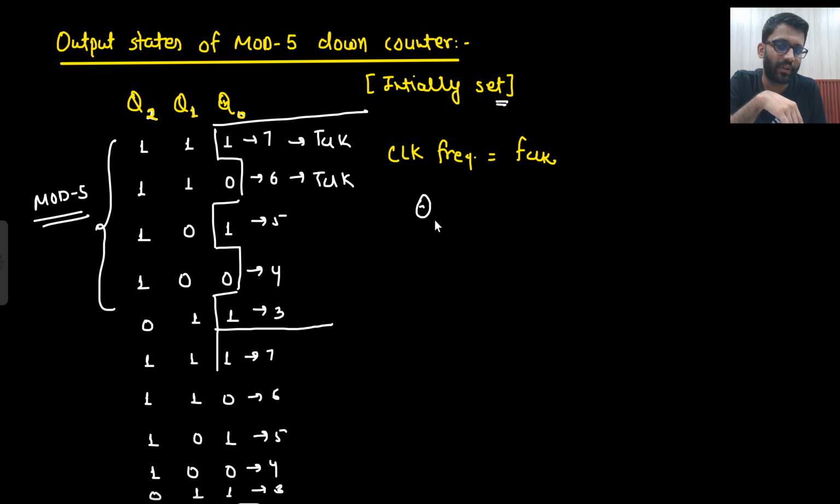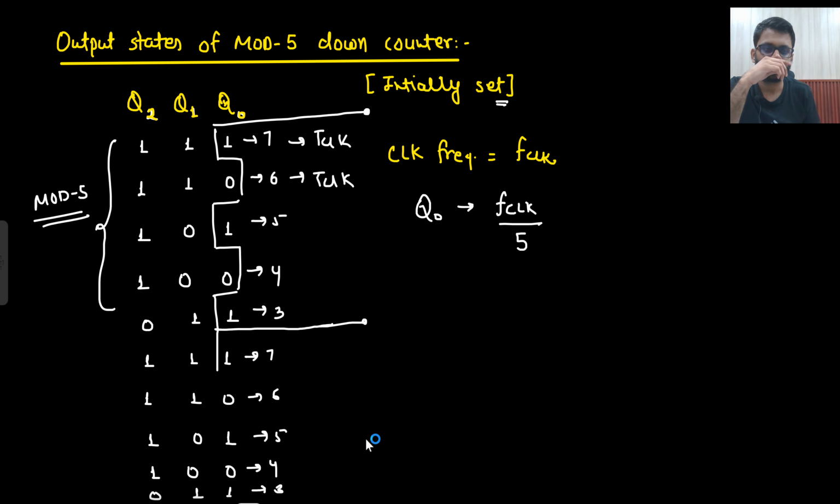Okay. So for Q0, what is the frequency? Tell me, F clock by 5. Why F clock by 5? 1 cycle, 2 cycle, 3 cycle, 4 cycle, 5 cycle. So for Q0, the frequency is F clock by 5. What about Q1? See it on your own. Try seeing it on your own. What do you think? What is being repeated? Look, 1, 1, 0, 0, 1, 1, 1, 0, 0, 1.